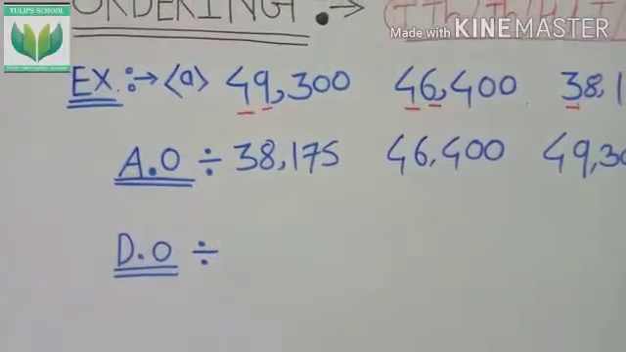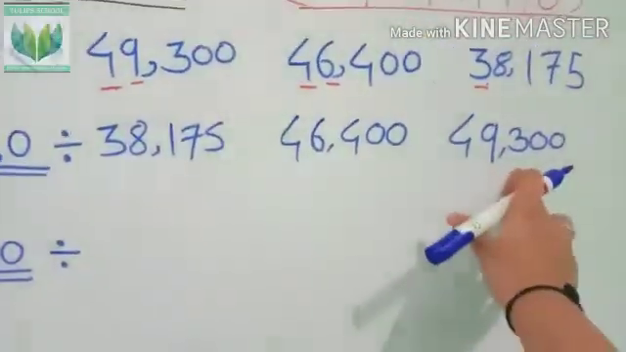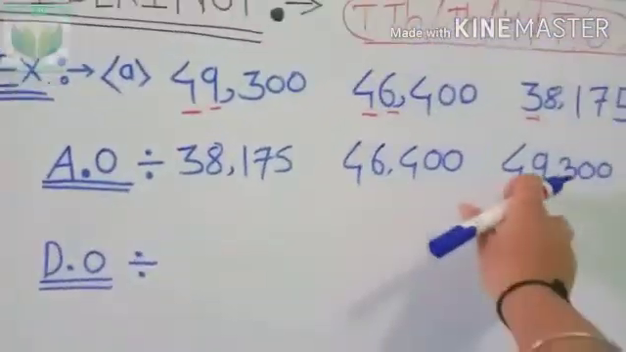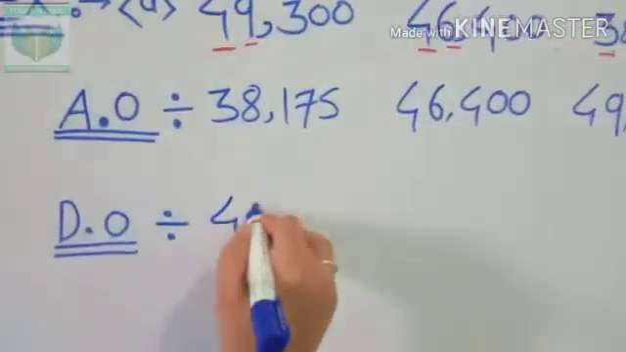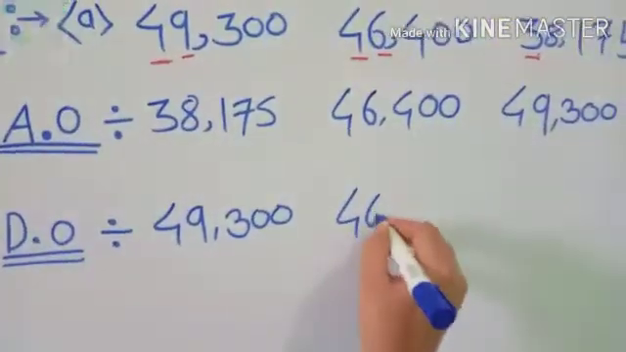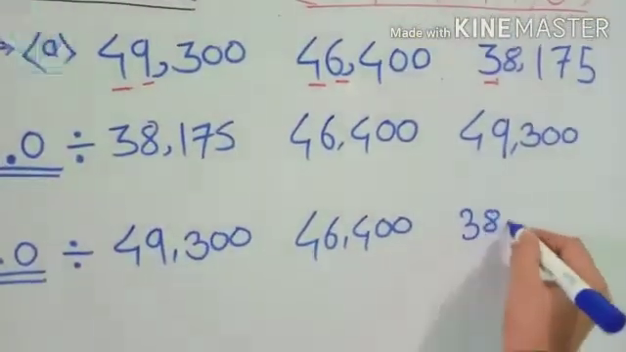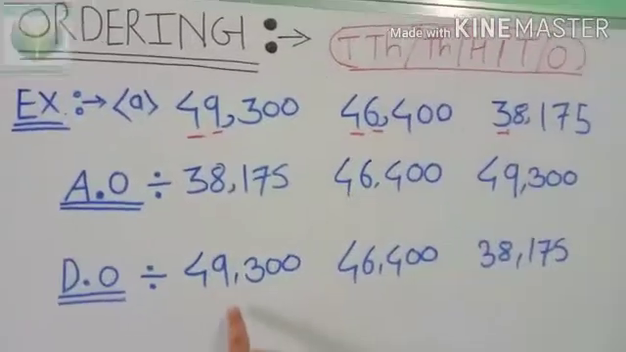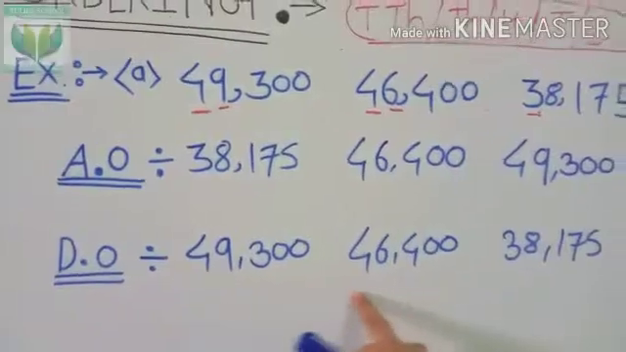Short trick we have. Descending order, how do we have to write? First, in ascending order, the last number or last digit, you have to write here first. Here the last digit, 49,300. Now next, 46,400 and 38,175. Descending order, biggest to smallest, or the decreasing order.